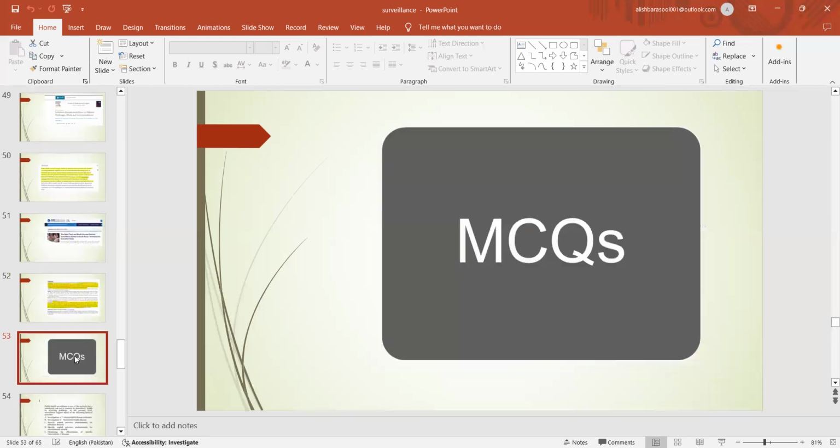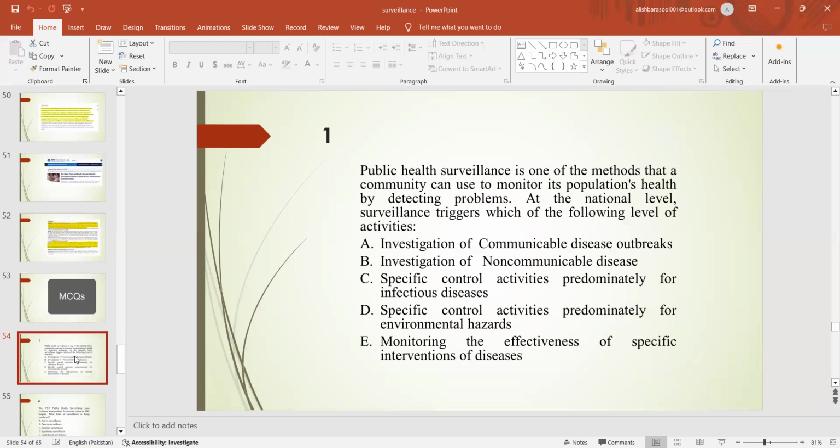Now it's time for the MCQ session. Public health surveillance is one of the methods that a community can use to monitor its population health by detecting problems. At the national level, surveillance triggers which of the following level of activities? A, investigation of the communicable disease outbreak. B, investigation of the non-communicable disease. C, specific control activities predominantly for the infectious disease. D, specific control activities predominantly for the environmental hazards. E, monitoring the effectiveness of specific interventions of disease.